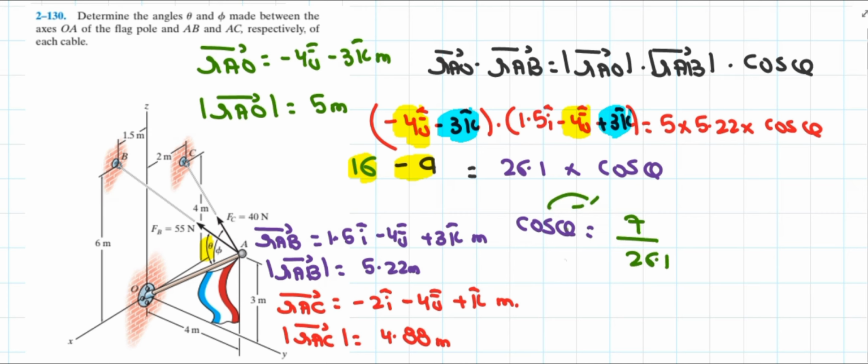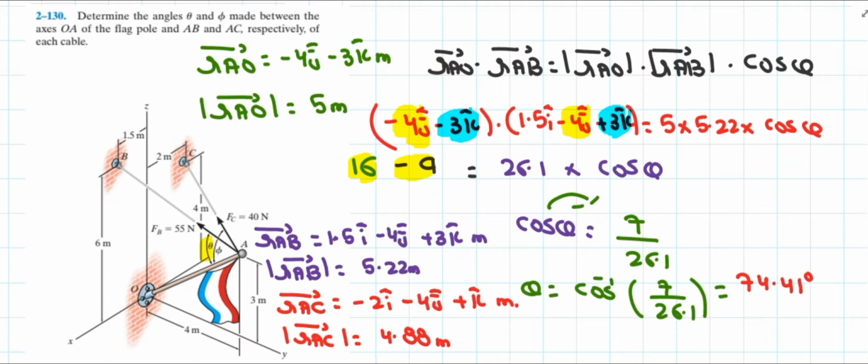Now shift cos to the opposite side, so theta is equal to cos inverse of 7 upon 26.1. Now grab the calculator, put the values into it and solve for theta. The value of theta is 74.41 degrees.